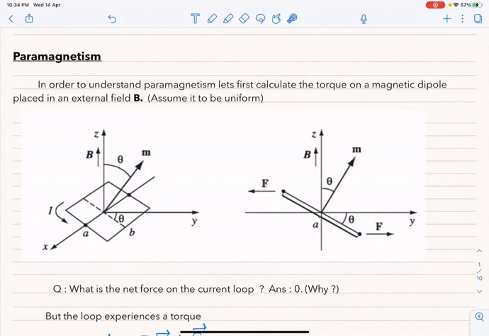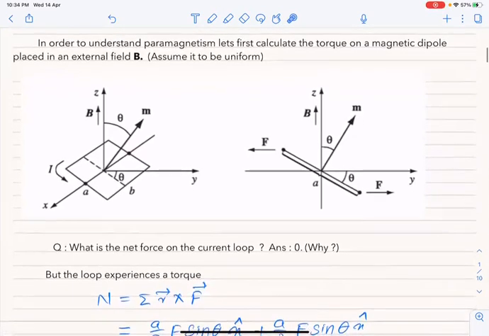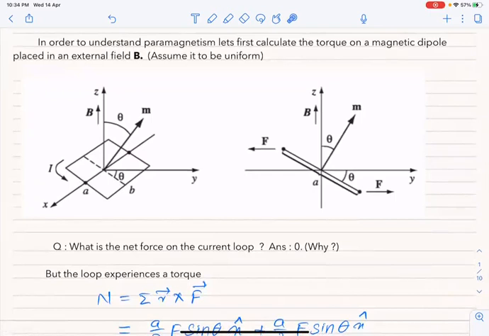Okay, so now with this kind of arrangement, let's first ask some questions about the force and the torque. So the question is, what is the net force on this current loop? And I have already written the answer is 0. You think about it. We'll answer this in more detail in the latter part of this lecture. However, the net force on this current loop is 0.